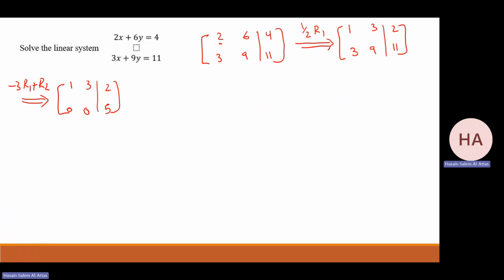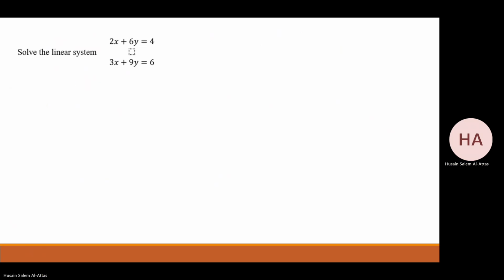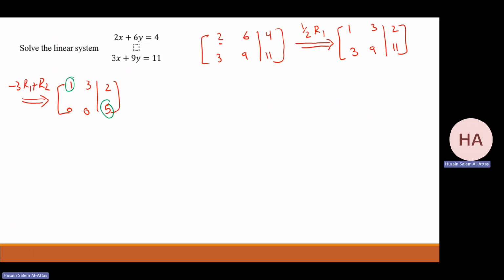Now, is this echelon form? Yes. Yeah, because everything is okay. It's echelon form. But now if you go back to the equations, that will be x plus 3y equal 2 and 0 equals 5. That means what? No solution.